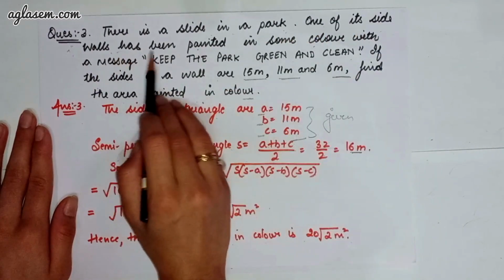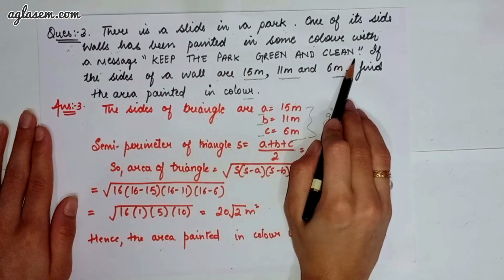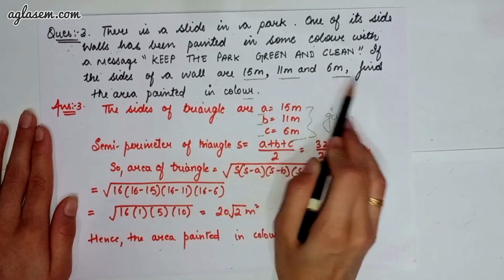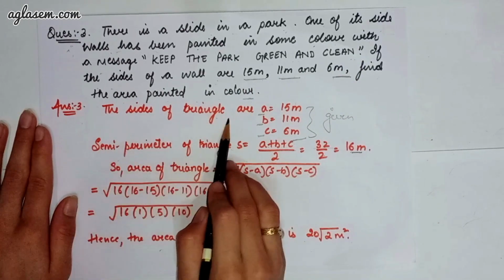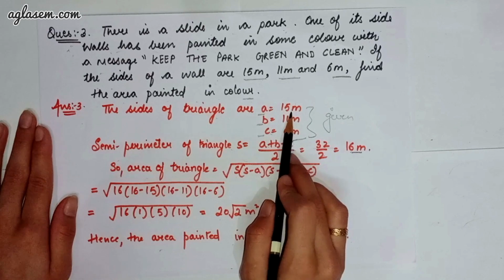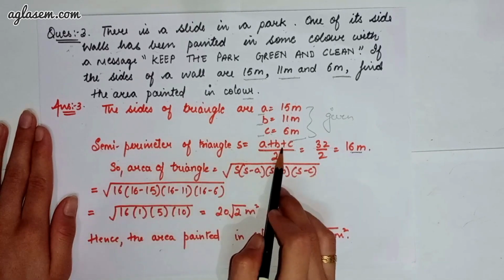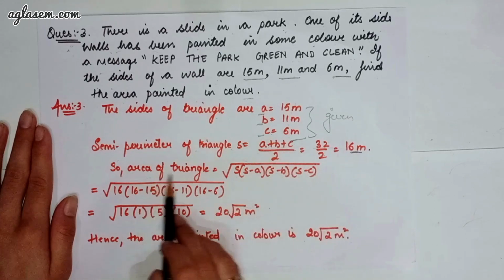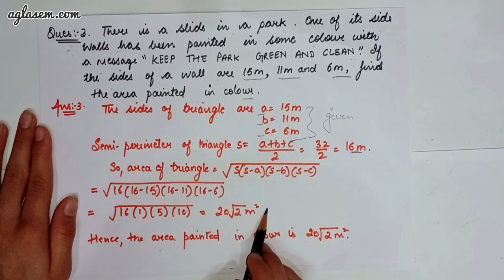One of its side walls has been painted in some color with the message, keep the park green and clean. If the sides of the wall are 15 meter, 11 meter and 6 meter, find the area painted in color. So the answer is, the sides of a triangle a, b, c are given to us, that is 15 meter, 11 meter and 6 meter. The semi-perimeter, a plus b plus c divided by 2, will give you 16 meter. Further solving, the area of the triangle by applying Heron's formula will give you 20 root 2 meter square. That is the area painted in color.